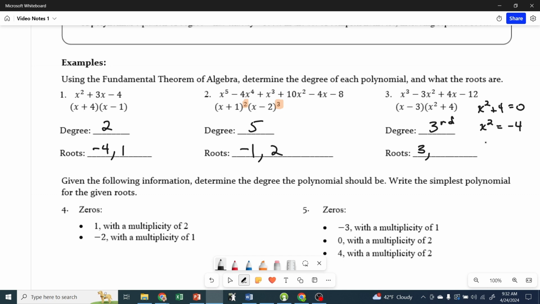You take the square root of each side, and that would be x is equal to the square root of negative 4, which is equal to the square root of 4 times the square root of negative 1. So that's equal to 2i. So 2i is a root, but it doesn't show up on our graph. Because of that, that is a complex root, right? This is a complex number.